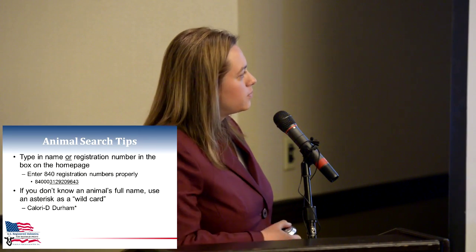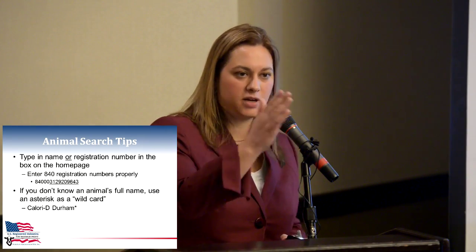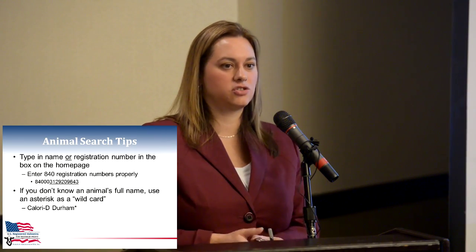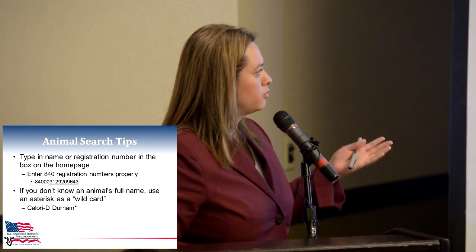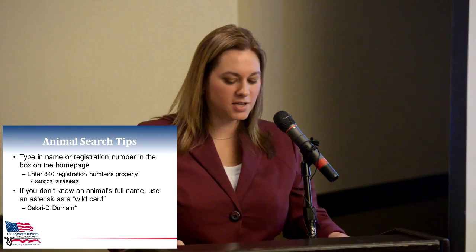One last quick tip, you can use an asterisk for a wild card. So if you know part of an animal's name but not the full thing, you can type in what you do know and then use that asterisk to kind of serve as a wild card and bring up more search results with that. So just a few quick tips on the animal search.